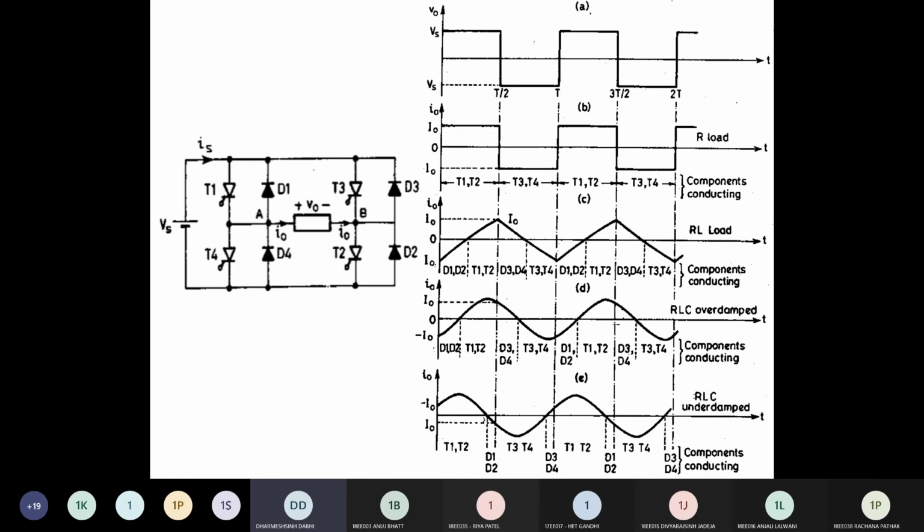It means the conduction time of diode in degrees is what? 67 degrees. Yes or no? Yes, sir. Because by this angle your load current leads the voltage.